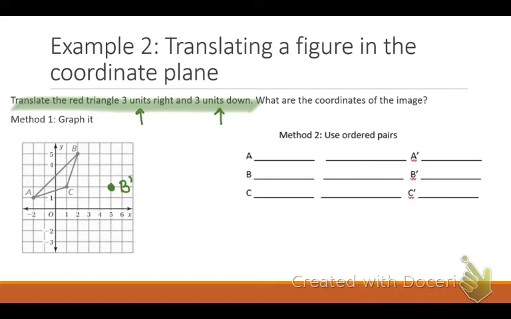We have to move them all the same distance, the same direction. All right, so here we go for point C. 1, 2, 3 units right, 1, 2, 3 units down. And I plot point C. And I label it C prime.